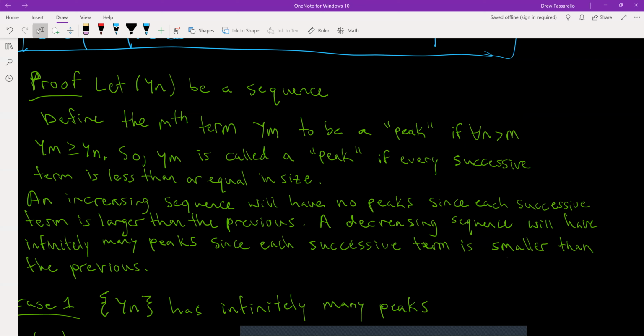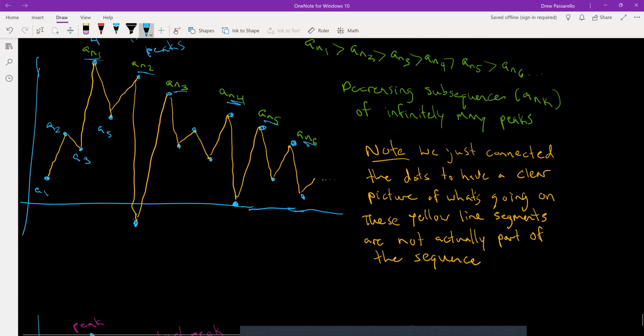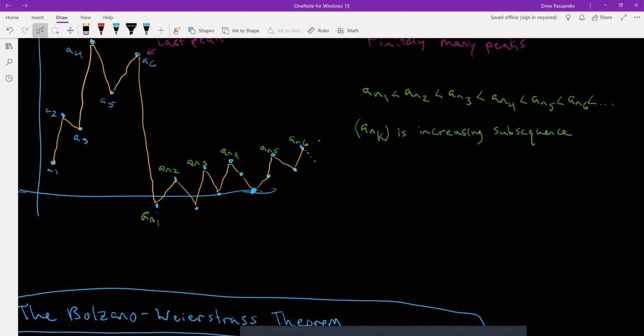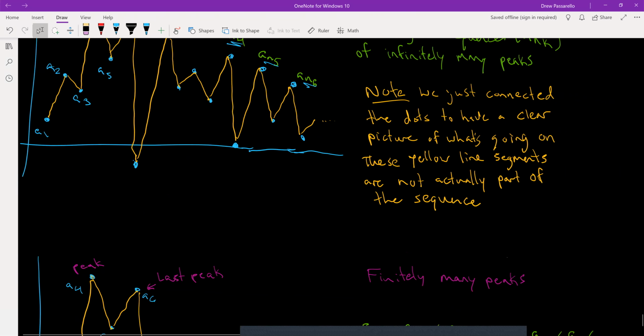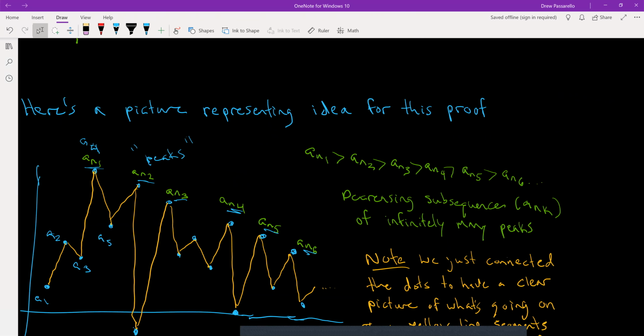An increasing sequence is going to have no peaks since each successive term is larger than the previous. But a decreasing sequence will have infinitely many peaks since each successive term is smaller than the previous. That's why when we had the picture where we had our increasing subsequence, those were not peaks. These were not the peaks. Whereas when we had this one, we had a decreasing subsequence, that was all of the infinitely many peaks.